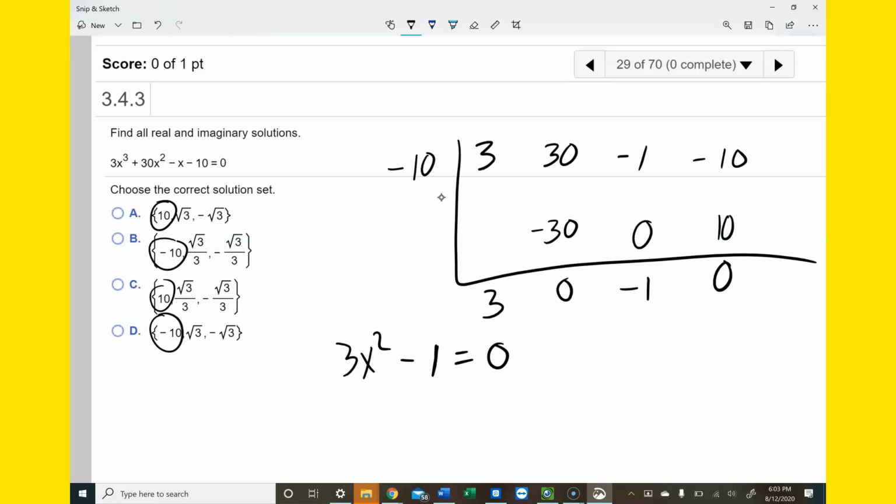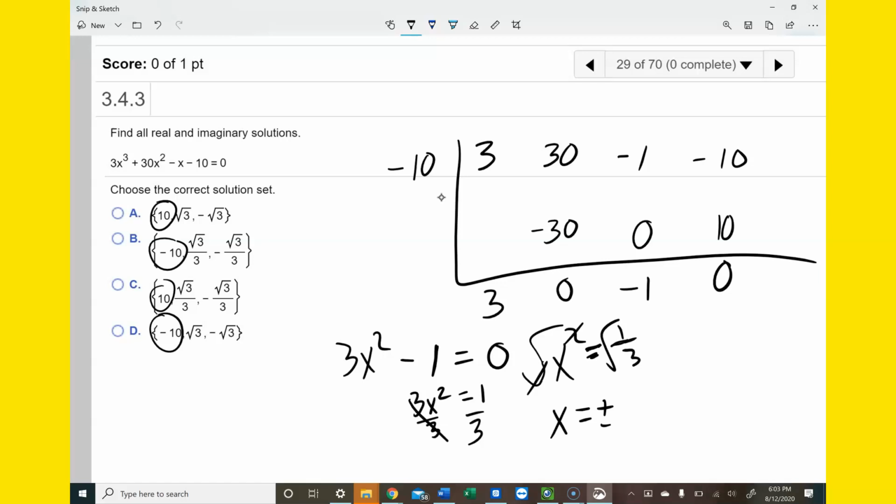This one, I think I'm going to use the square root method. I'm going to move the 1 over. That gives me 3x squared equals 1. I'm going to divide by 3. So x squared equals 1/3. Take the square root of both sides. X equals plus or minus the square root of 1/3, which is the same thing as the square root of 1 over the square root of 3. The square root of 1 is just 1, so 1 over the square root of 3.